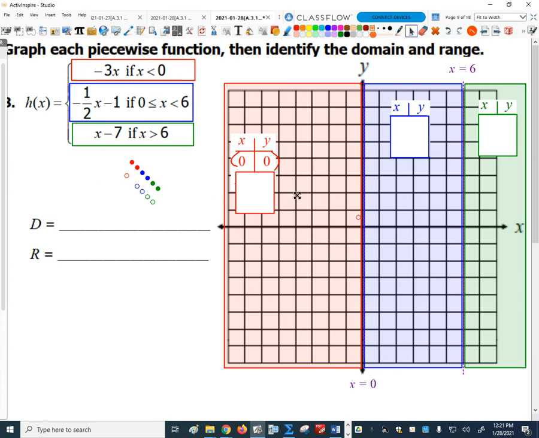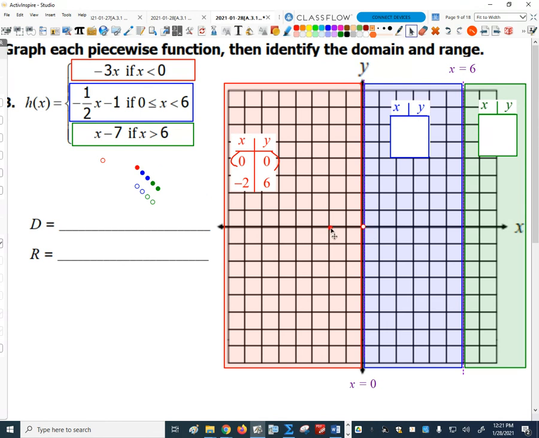Okay, so we get an open endpoint at, I picked the wrong one, didn't I? I want to pick this one. That's the one I want. So we get an open endpoint at 0, 0, so it's right there. Okay. Now we need another point somewhere to the left of that. It doesn't matter what x value you pick, just an x value less than 0. So I picked negative 2. Negative 3 times negative 2 is 6. So I get another point at negative 2, 6.